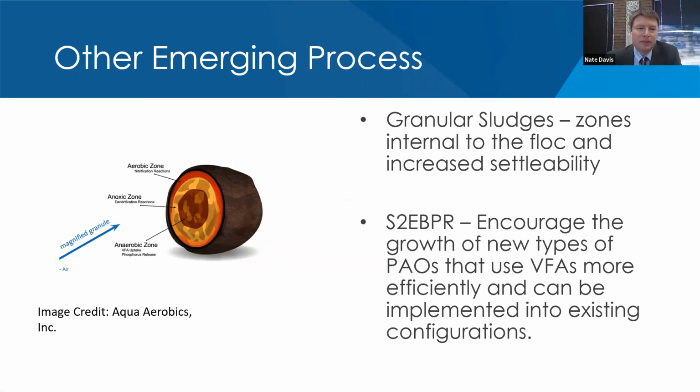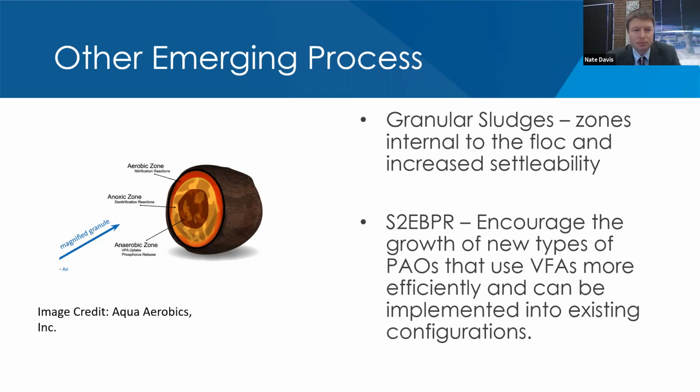So I wanted to cover some other emerging processes here. This first one's a granular activated sludge, and I've got a graphic here that I've taken from Aqua Aerobic's website. There's a couple manufacturers now that are selling proprietary processes where they can encourage the growth of these granular sludges. The advantages of them are they tend to be much heavier than a typical floc, and they settle really fast. So you get a really good settling sludge, a good effluent with low suspended solids.